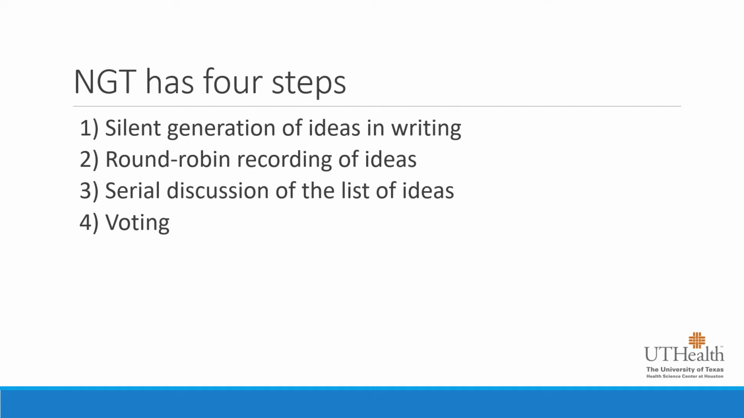First, participants silently generate ideas in writing. Then, small groups go round robin recording their ideas without judgment. Next, the group clarifies the meaning of each idea but not its merit. And finally, each participant votes on the ideas they like the best. By tallying the votes, the group can know which ideas have the broadest support.